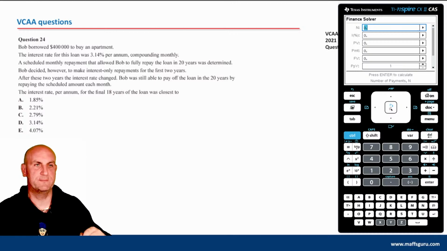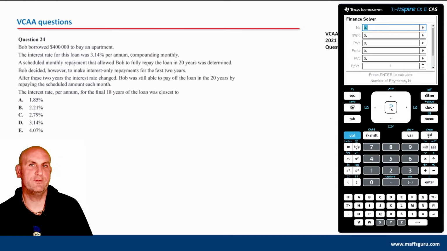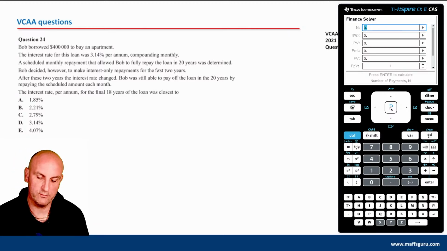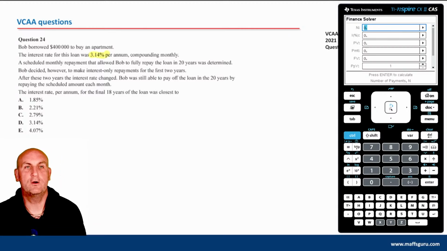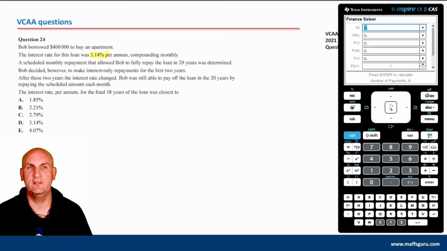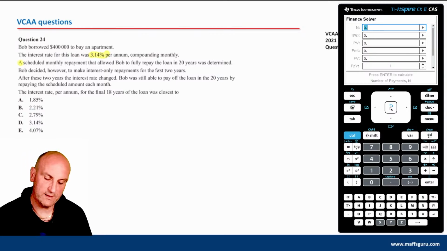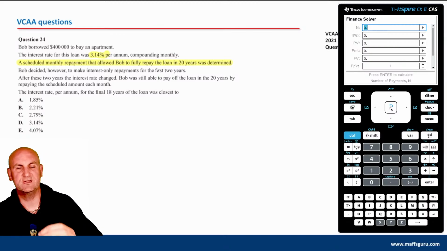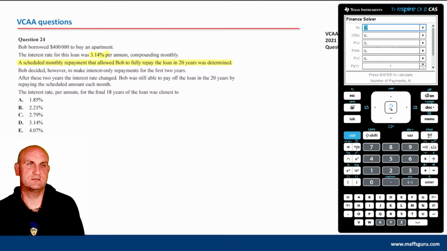And we're good. Right. So Bob borrows $400,000 to buy an apartment. The interest rate for the loan is 3.14% per annum, compounding monthly. A scheduled monthly repayment that allows Bob to fully pay the loan in 20 years was determined. And believe it or not, this is where the first part of the question actually ended. That's where the first change of conditions wanted you to focus.